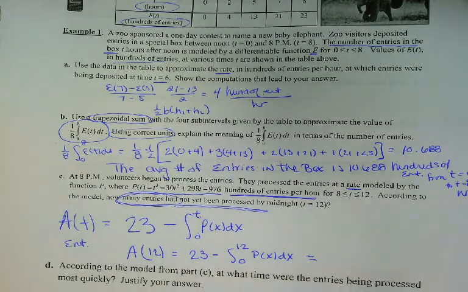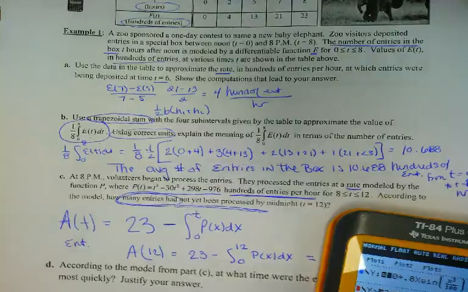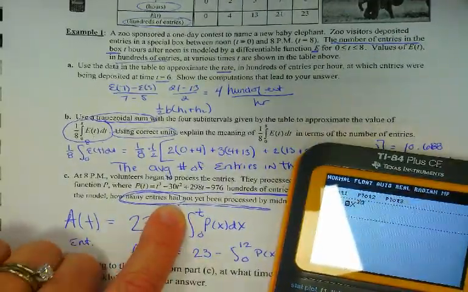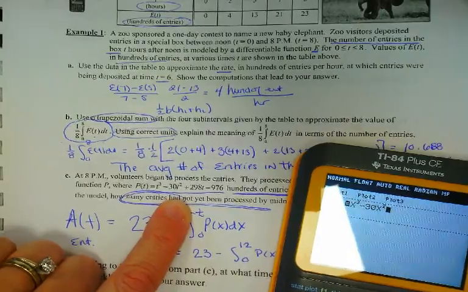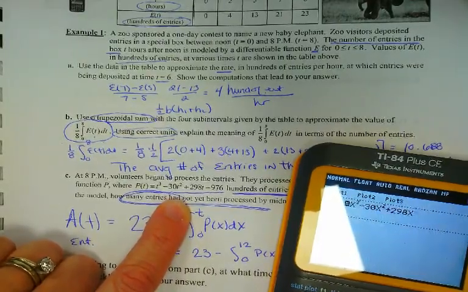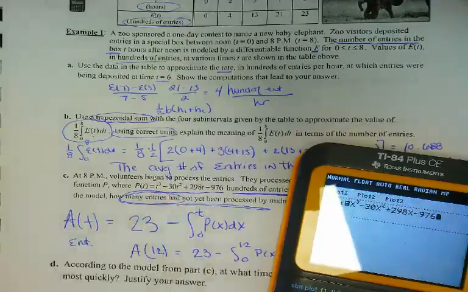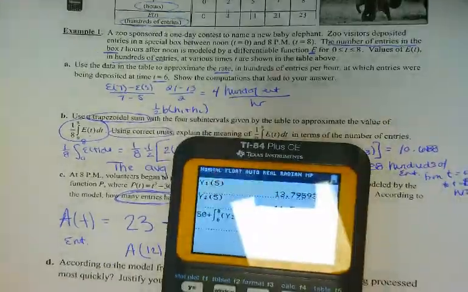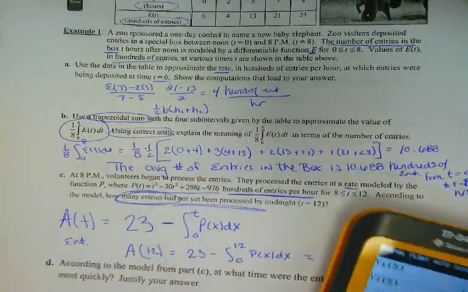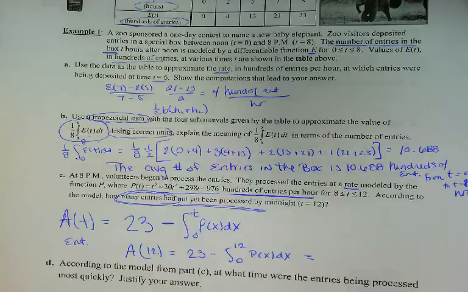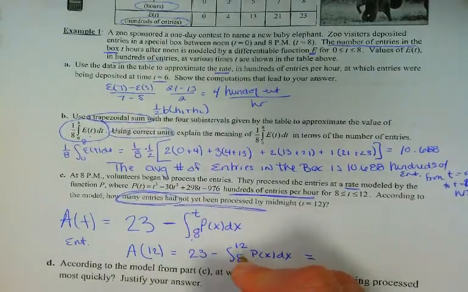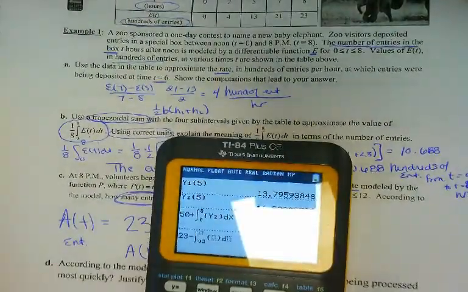Now, here's what I would do real quick, just because I know what the next question's leading into, we might as well just throw this in y1. We're going to need this eventually. X cubed minus 30x squared plus 298x minus 976. So I have 23 minus integral from, oh, it's not from 0 to 12, I just caught myself, sorry. What time did we start processing these? 8 to 12. Just caught myself there. From 8 to 12.